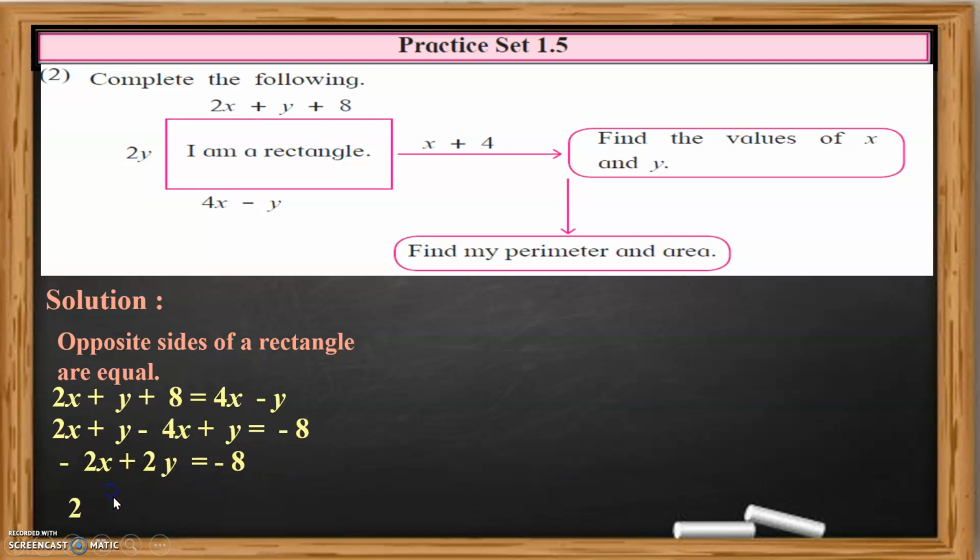Now here 2 is common, so I take it outside the bracket, and within brackets I get minus x plus y equal to minus 8. This 2 and 8 will get cancelled, and you will get minus x plus y is equal to minus 4. We call this equation 2.